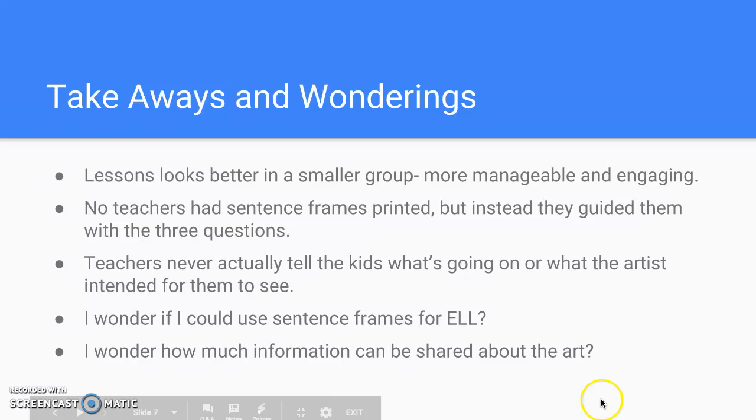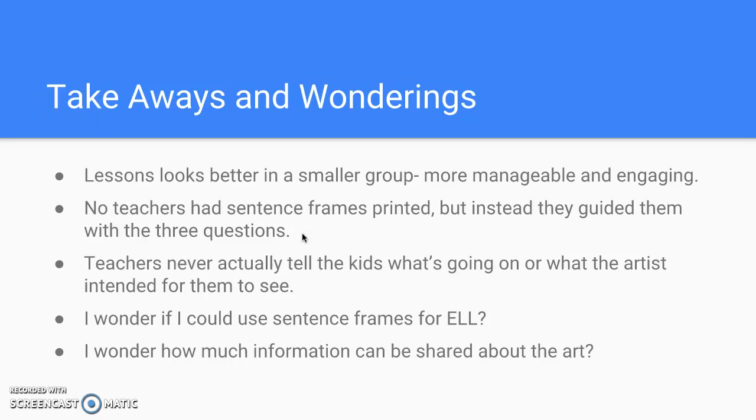And none of the teachers had any sentence frames, even though a couple of them definitely had some language learners. Just by the way they were speaking and the responses that they had, I think they were language learners. That might just be my interpretation. And then the teachers never actually told any of the kids what was going on in the picture, or what the artist intended them to see.